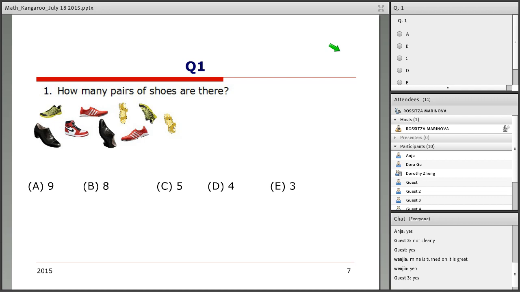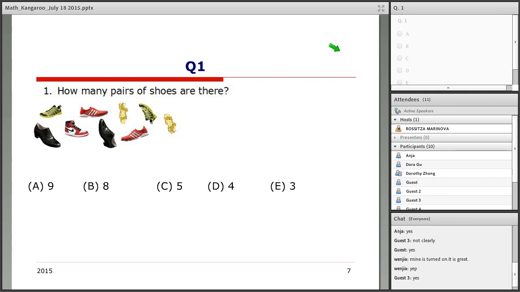So when your answer is ready, make sure you enter your answer in the poll. You have different options, A, B, C, D, E. Excellent. I see most of you have already answered your question. So I will be ending the poll right now, and we will go through the solution. Excellent job. Most of you have got the right answer.